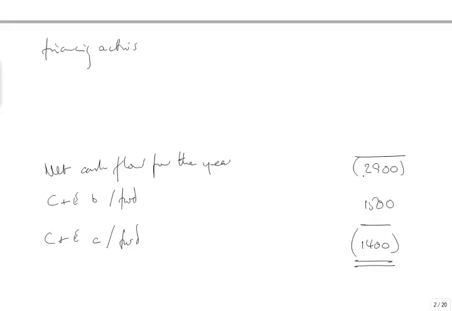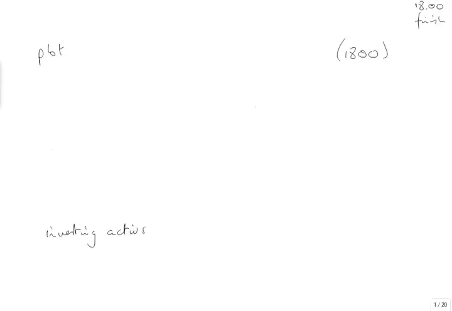Right, so let's go back up and see what we do have. PBT is 1800. Now we can go through this. I'm going to add back the finance costs, because we always do. And that's 1,000.